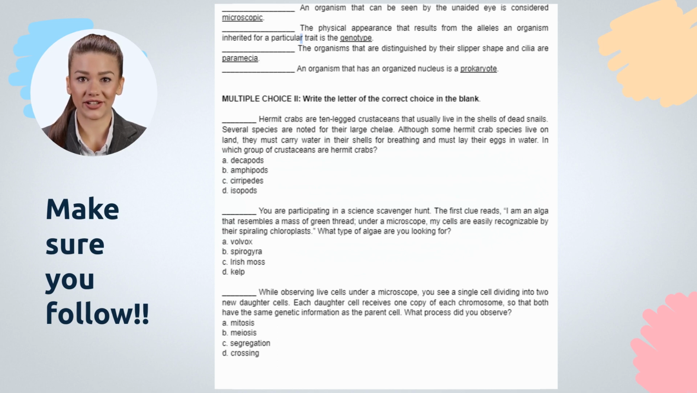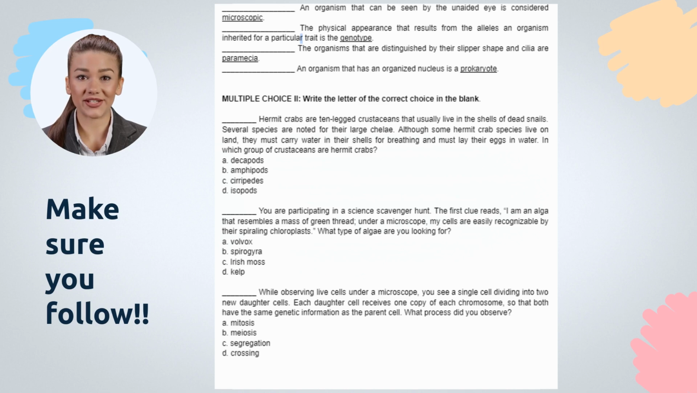You are participating in a science scavenger hunt. The first clue reads, I am an alga that resembles a massive green thread. Under a microscope, my cells are easily recognizable by their spiraling chloroplasts. What type of algae are you looking for? A. Volvox. B. Spirogyra. C. Irish moss. D. Kelp.